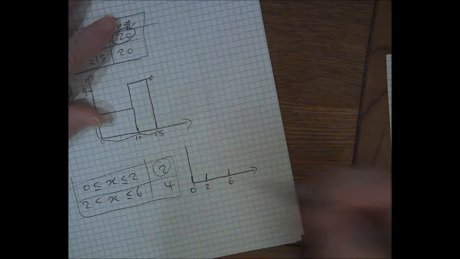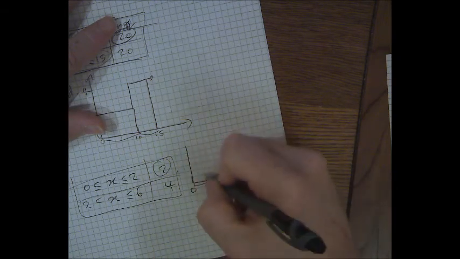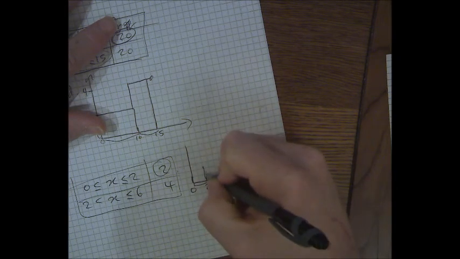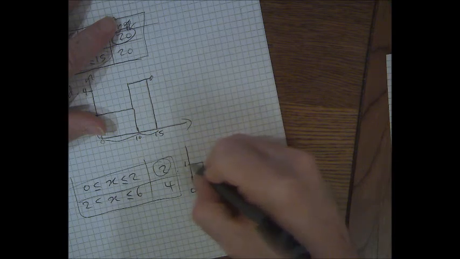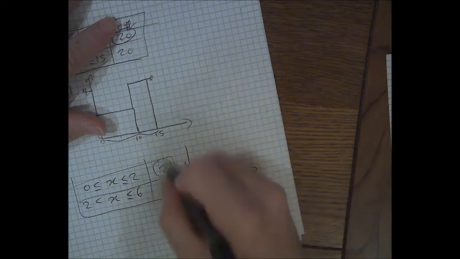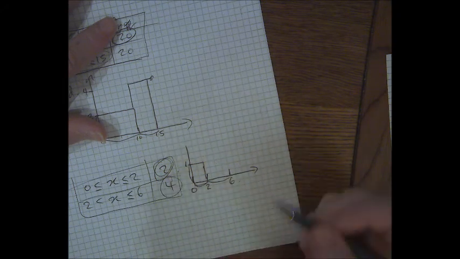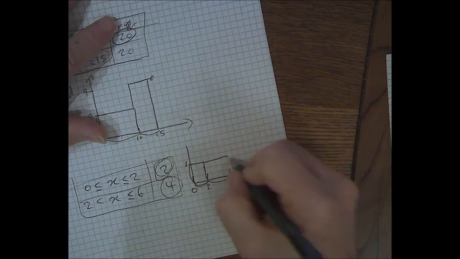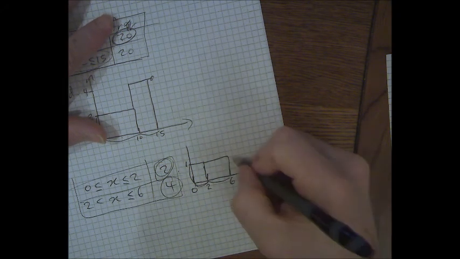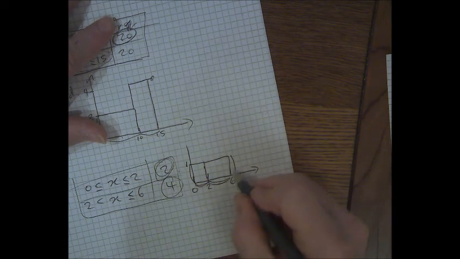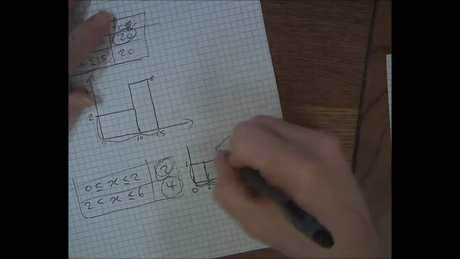The first has got to have a rectangle of area 2. It's already got a width of 2, so to have an area of 2, it's got to have a height of 1. 2 times 1 is 2, it's good. This one has a width of 4 already. If it's going to have an area of 4, it's got to have a height of 1 as well. Let's check. Height of 1, width of 4, 4 times 1 is 4, it's good. So that is my histogram.